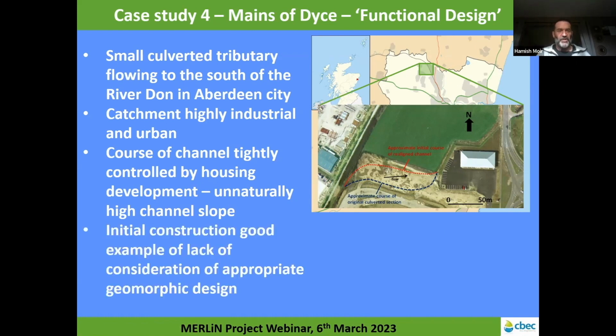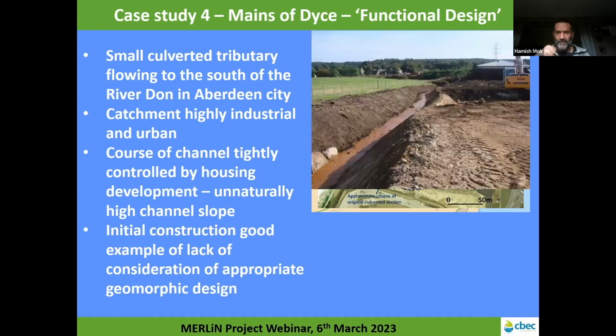And this provides a really good example. The initial construction of this channel, which we had nothing to do with, I'll hasten to add, was a very good example of a lack of consideration of appropriate geomorphic design, because this is initially what they built: a narrow channel confined within these deep banks, cutting through unconsolidated sediment. And we knew immediately this was a very risky channel. It wasn't stable. Given there were going to be houses built just to the right of this channel, this was never going to be stable.